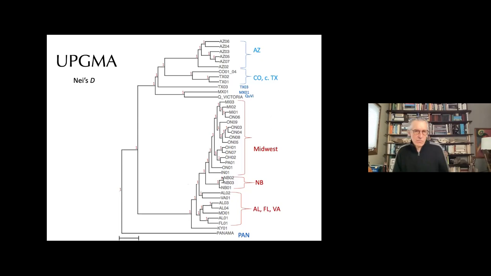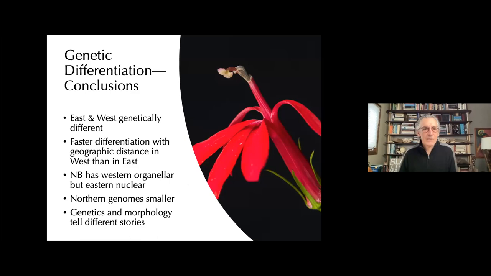Panama is the most distant from everybody else. The Midwest groups together. New Brunswick groups together, coming off of the Midwest. Alabama, Florida, and Virginia group together. And then all the West groups together. So big consistency here. Genetics and morphology tell different stories. Okay, that's story one. What's considered to be one species is clearly genetically differentiated in the East and the West.